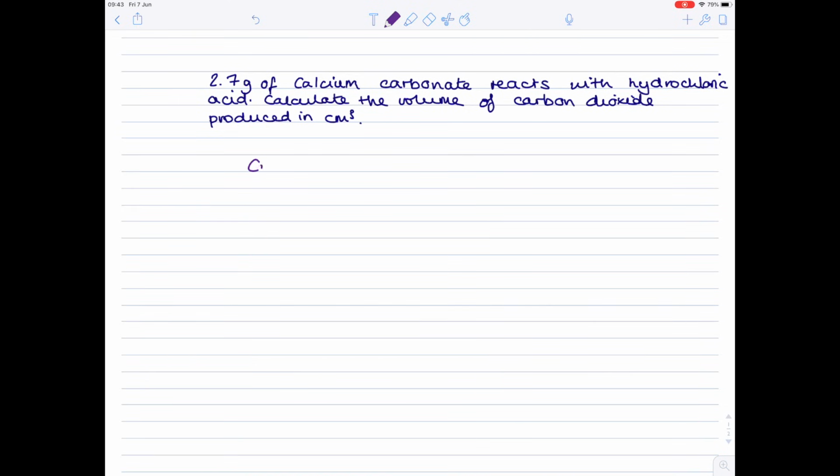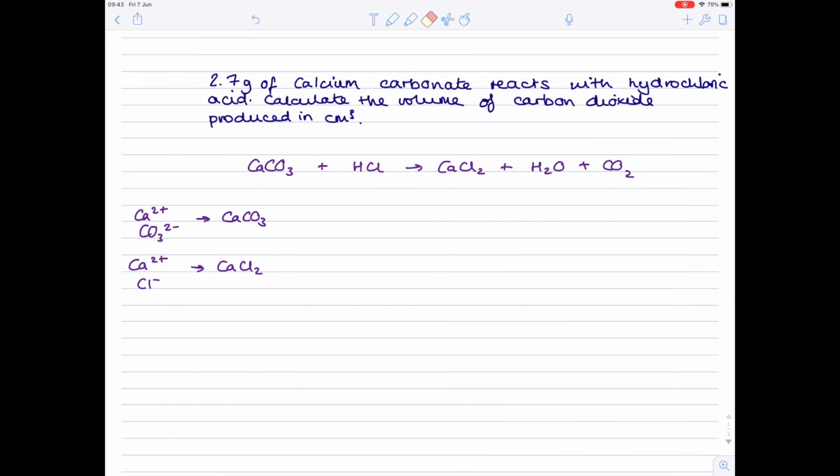So first of all, you need your balanced symbol equation. So calcium carbonate plus hydrochloric acid forms calcium chloride plus water plus carbon dioxide. And remember, I know the formula because I know that calcium is Ca2+, carbonate is CO3 2-, which is why the formula is CaCO3. For calcium chloride, it's Ca2+ and Cl-, so the formula here is CaCl2. And you must learn the formulae of the common acids and things like water and carbon dioxide.